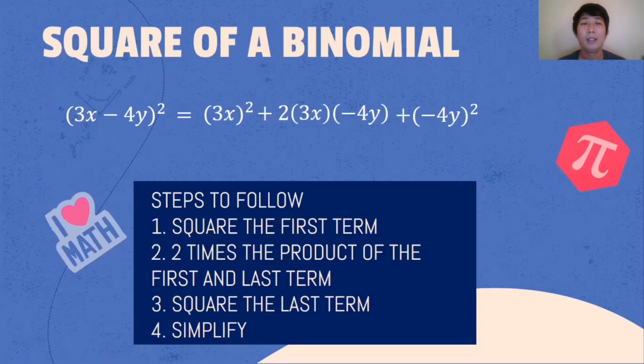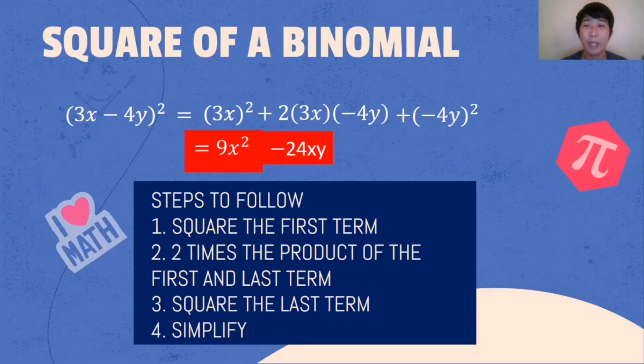What will be the square of 3x? The answer will be 9x squared. Very good. I know you got the correct answer. So what is 2 times 3? That's 6. 2 times 3, that's 6, times negative 4, that's negative 24xy. That's our next term.